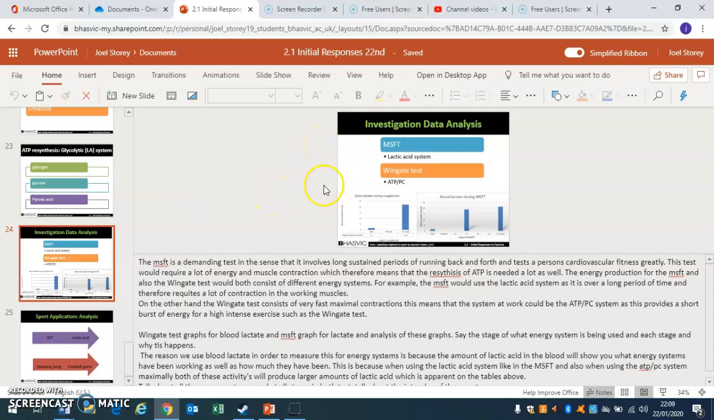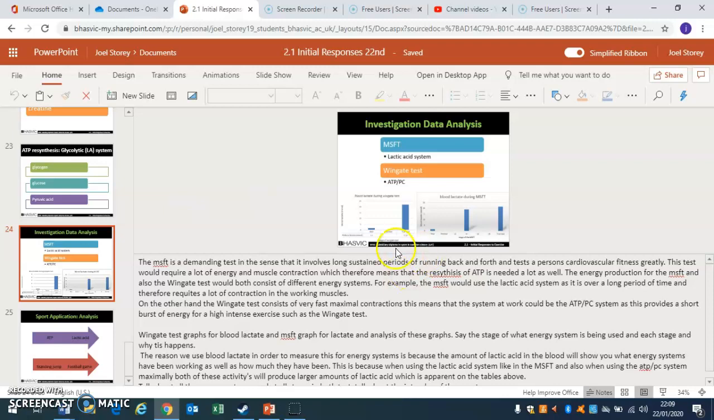Investigation data analysis. The multi-stage fitness test is a demanding test in the sense that it involves long sustained periods of running back and forth, testing a person's cardiovascular fitness. This test would require a lot of energy and muscle contraction, which therefore means that the resynthesis of ATP is needed a lot as well.